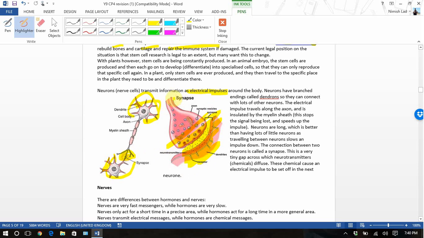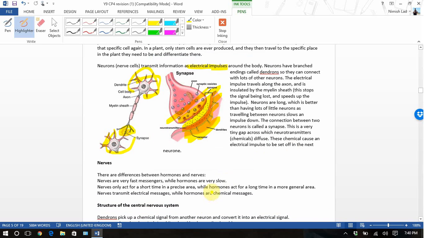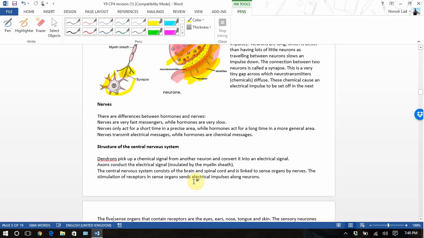So what happens is the electrical signal comes down, it becomes a chemical signal, and then an electrical signal again on the other side. So differences between nerves and hormones are: nerves are fast, while hormones are slow. Nerves act for a short amount of time in a precise area, while hormones act for a long time in a more general area. And nerves transmit electrical signals, while hormones are chemical signals.